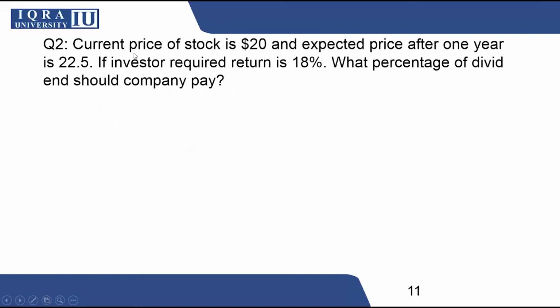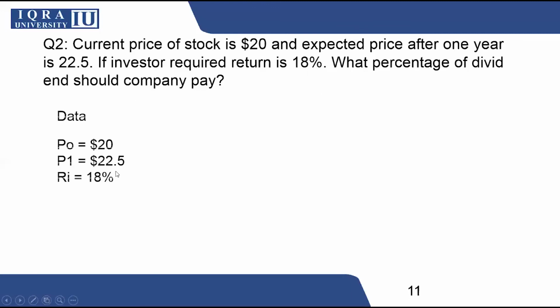Just look at this question. Current price of a stock is 20. Expected price after 1 year is 22.5. Investor required return is 18%. What percentage of dividend should the company pay? Carefully see that three pieces of information are given in the question. Current price. So being a student of finance, you will decide what term you can apply here, what symbol you can use, as we discussed in the previous slides. And then expected price after 1 year, what symbol is practically possible here. Then investor required return is 18%.